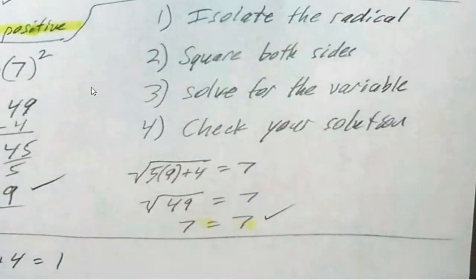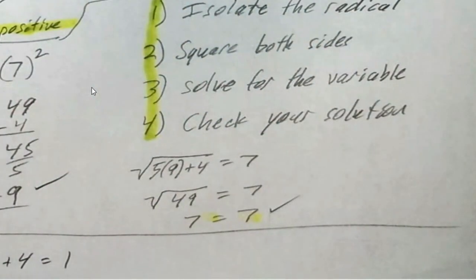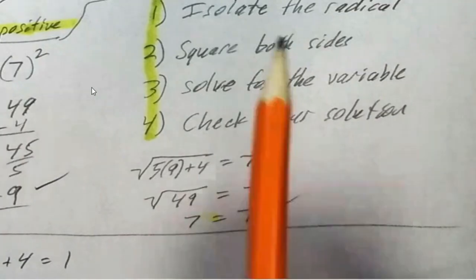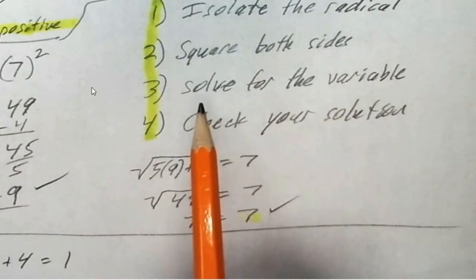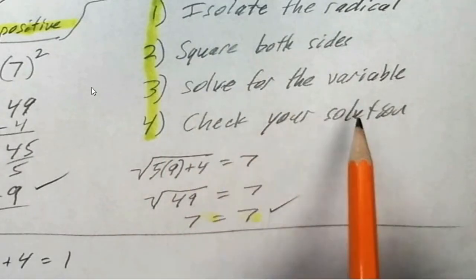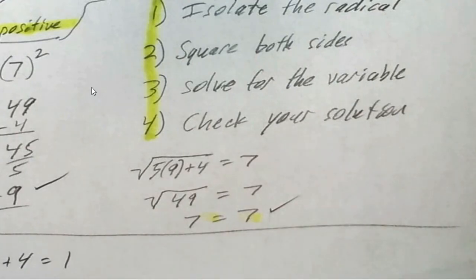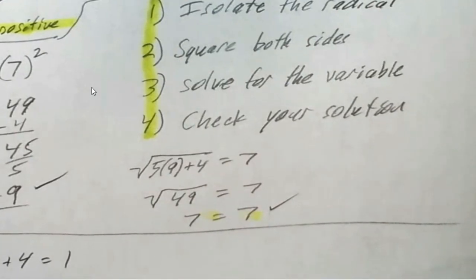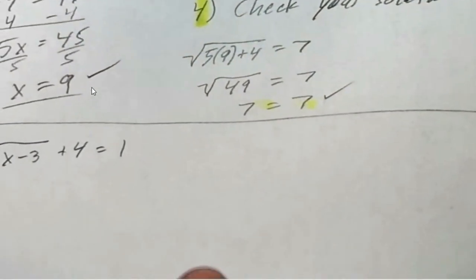These are great to have in your notes, by the way, which you just saw on our lesson too. So you can go through those four little tabs and write these down. Isolate the radical, square both sides, solve, check. If you don't have those in your notes, you probably should have. So the first thing we said was isolating the radical.